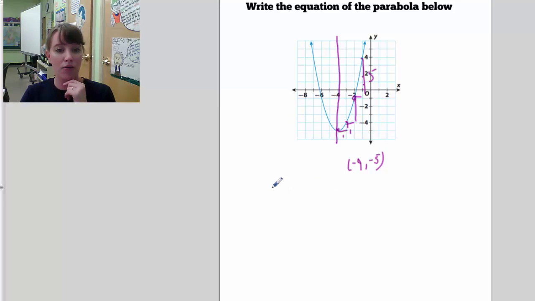So we would have, let's call it g of x. g of x is equal to, now it would be x plus 4, because it's the opposite of this one, squared, and minus 5. We take the face value of the vertical shift.